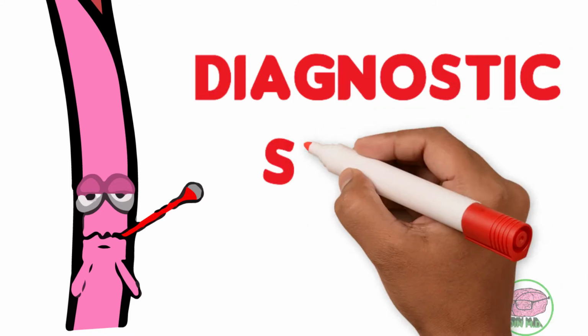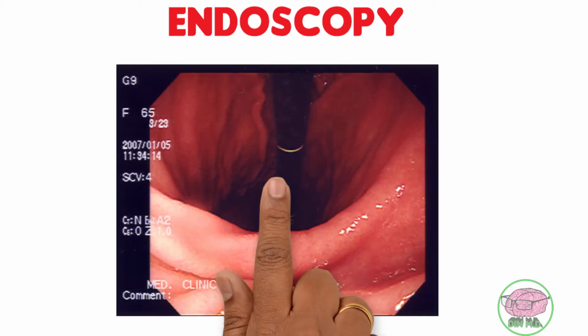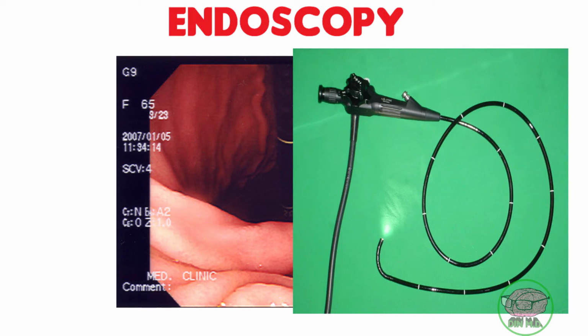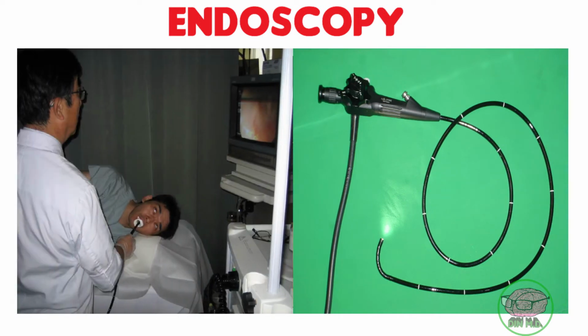The diagnostic studies used in the esophagus are endoscopy, which is a technique used to view the mucosa of the esophagus and detect any structural problems. It is done by using an endoscope, that is a long tube inserted through the mouth of the patient that has an optic fiber that generates a live video of the esophagus or the stomach.